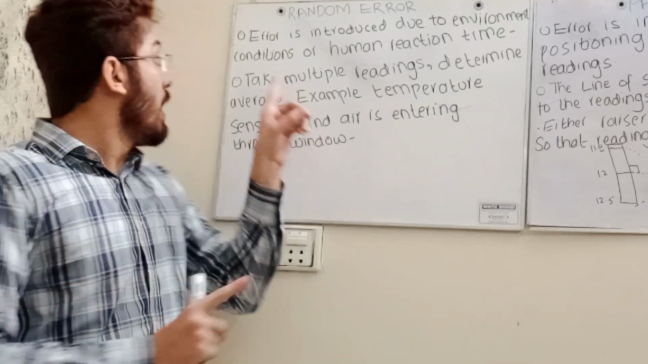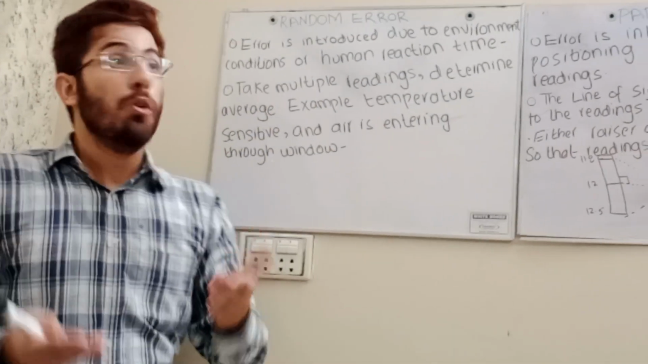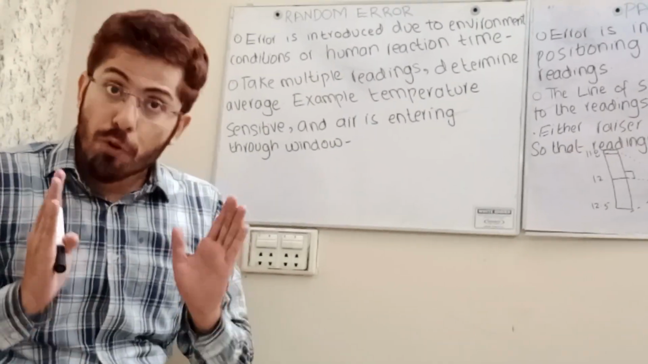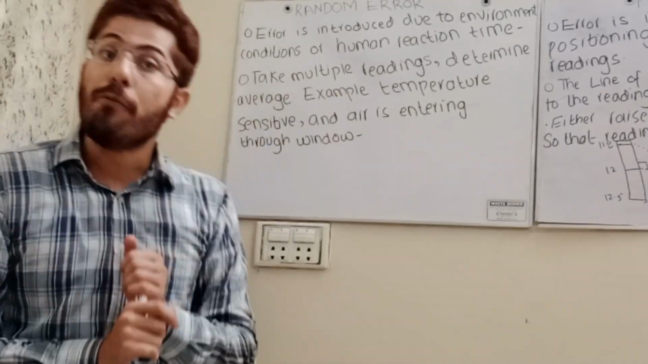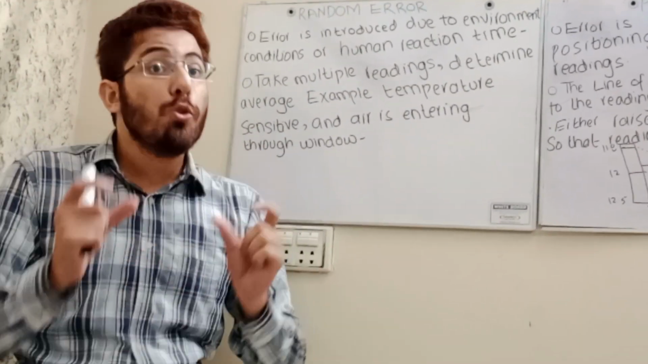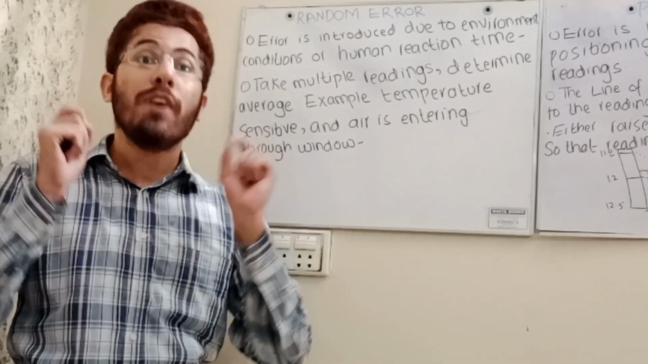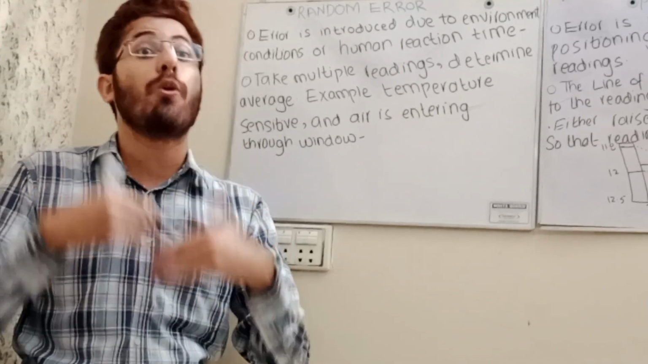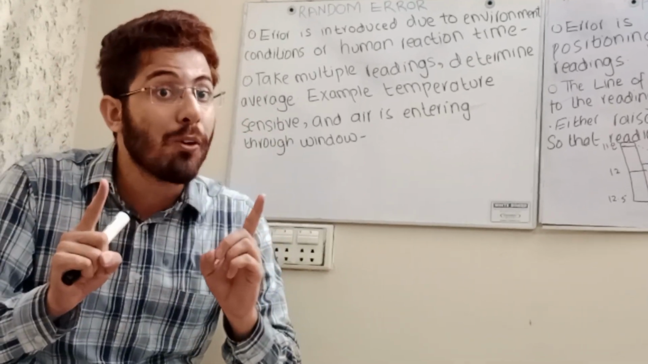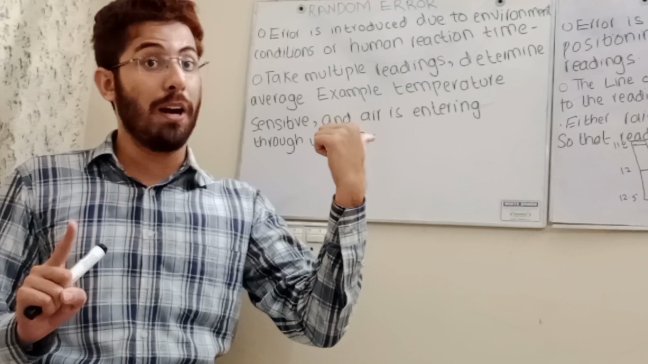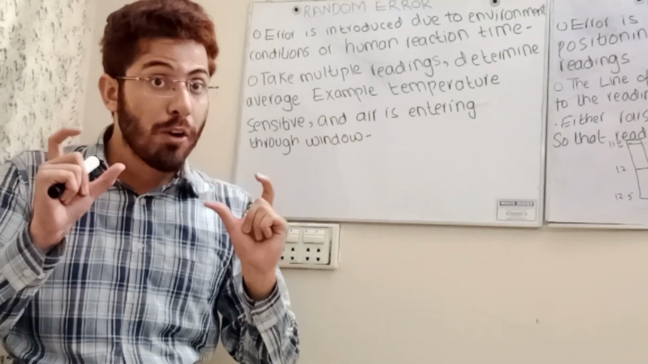Mind my words. Now, what do we do? Take multiple readings if you want, and determine the average. Always remember how you are going to take the reading, student. Always remember, take 10 to 20 readings while calculating the time period of a simple pendulum. Are you getting my point or not?